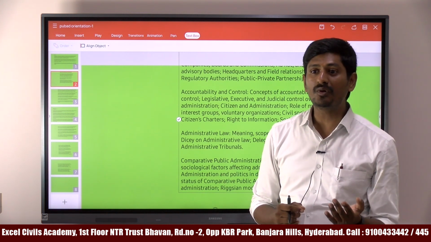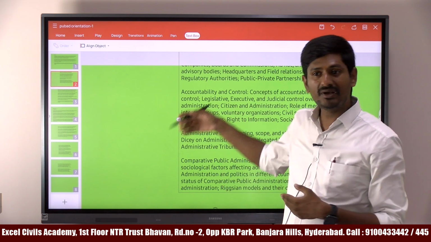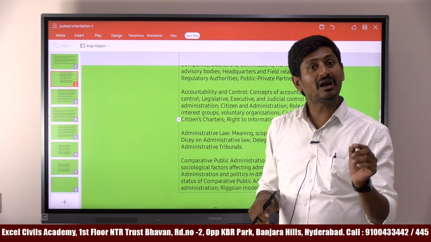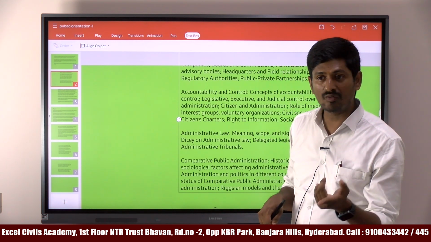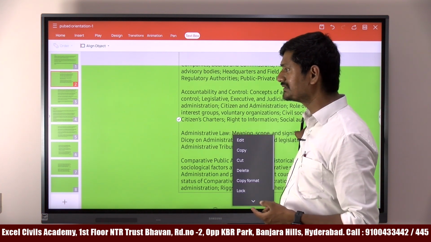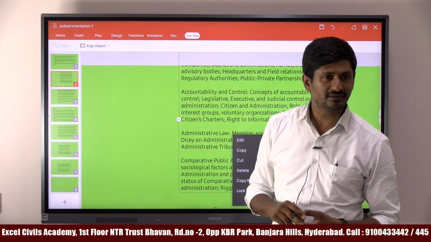Bureaucracy would promote upward accountability, but because of the new systems of accountability and control, people are able to make the government accountable by means of the Right to Information Act, citizen charters, and what else? Social audit. Are you able to understand?